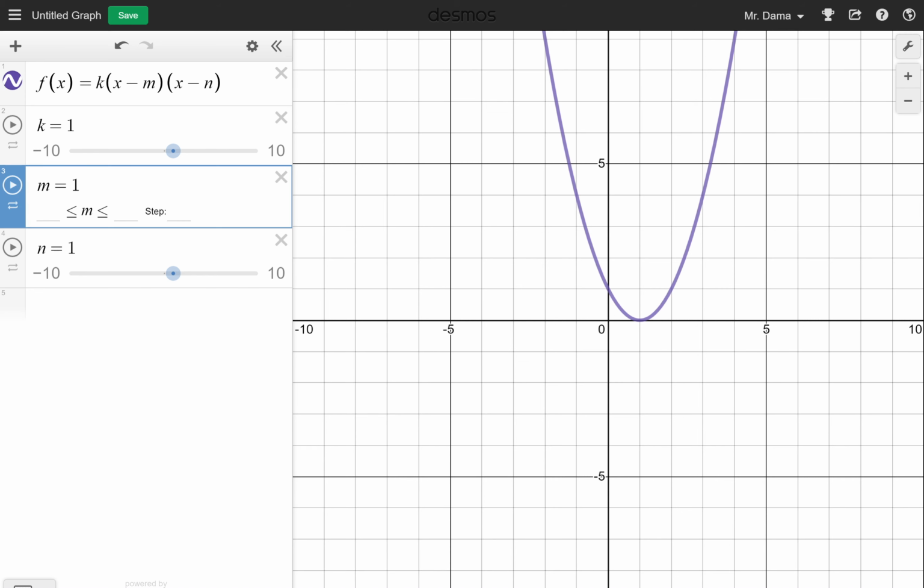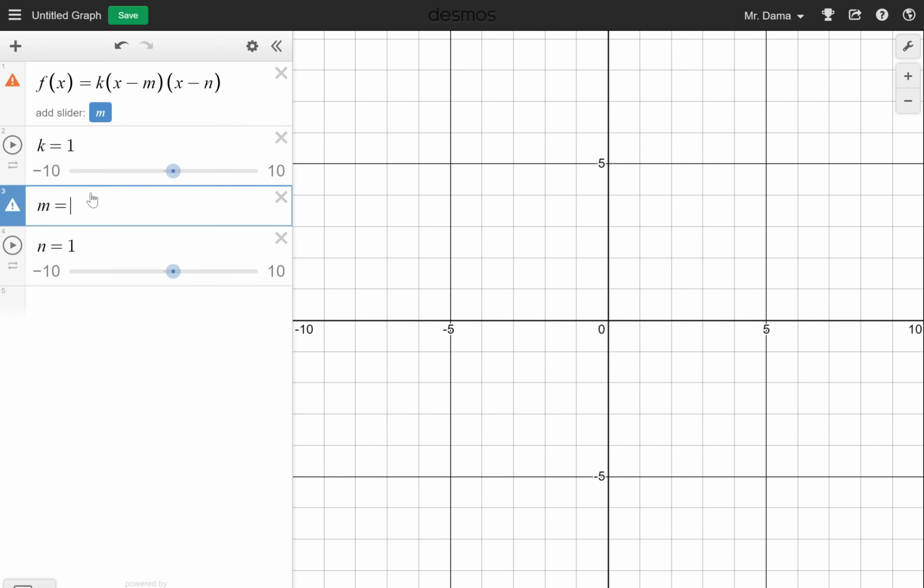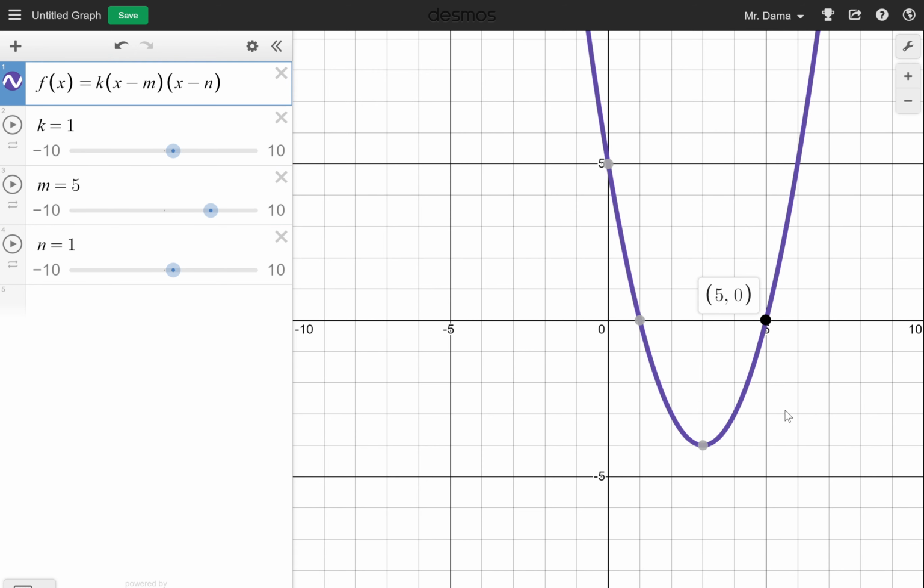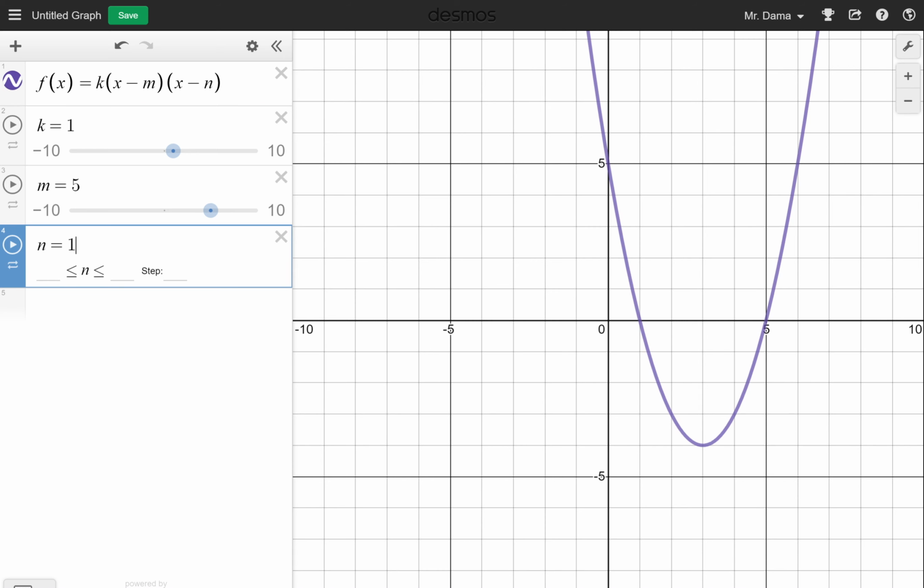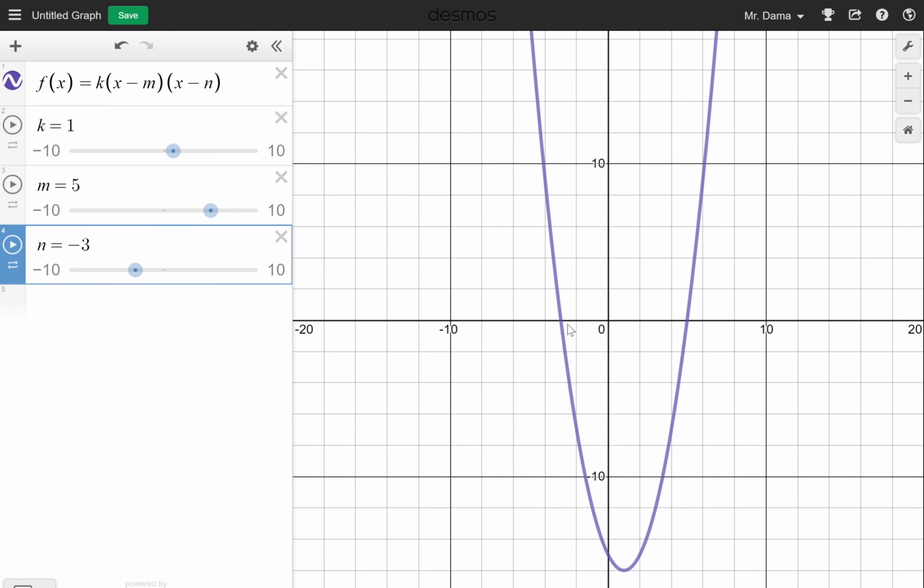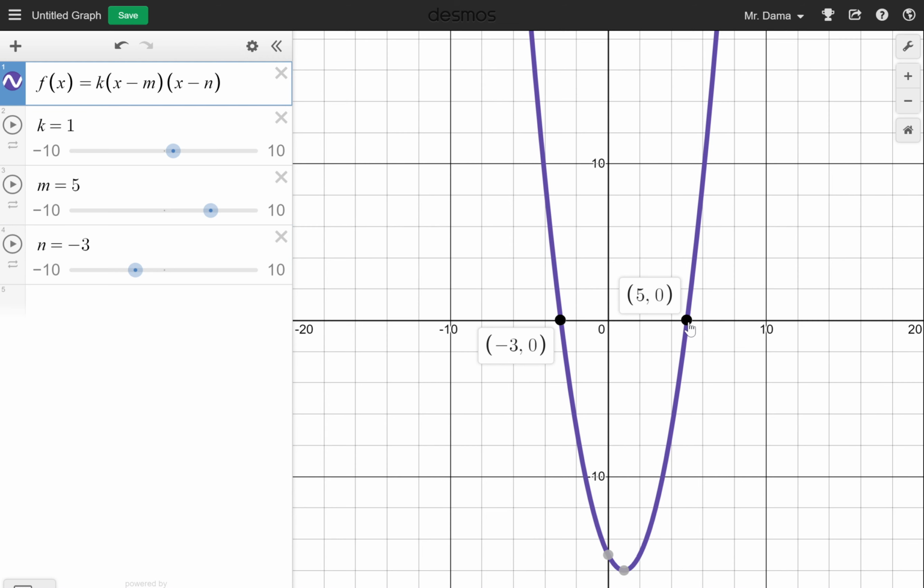M and n are the roots of my equation, and we've done this in algebra, so that shouldn't be too much of a surprise. I'm going to pick m as 5, and now you can see this graph goes through 5, 0. And I'm going to pick n as -3. Now you can see this graph goes through at -3, and it goes through at 5. Those become my x-intercepts.